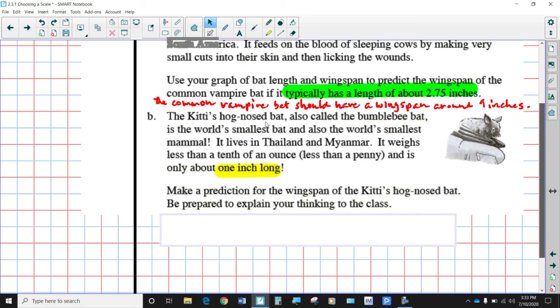The Kitti's hognose bat, also called the bumblebee bat, is the world's smallest bat. I'll call it the Kitti's hognose. It lives in Thailand and Myanmar. It weighs less than 1/10 of an ounce, which is less than a penny, and is only about 1 inch long. Okay, so now let's do the exact same thing.